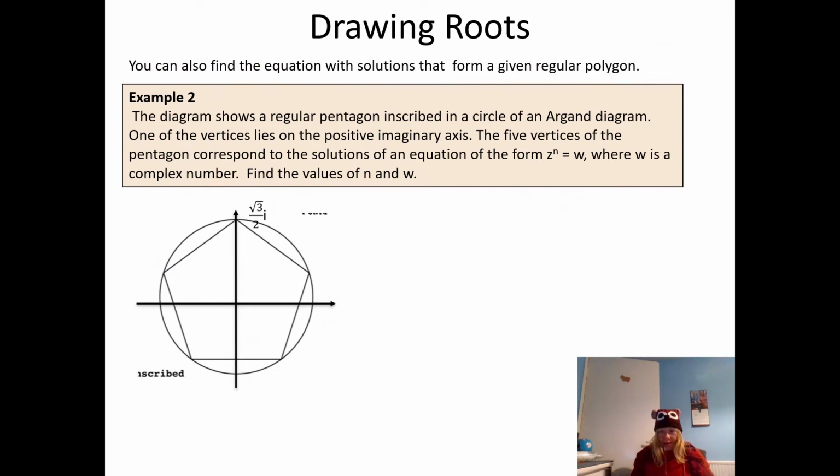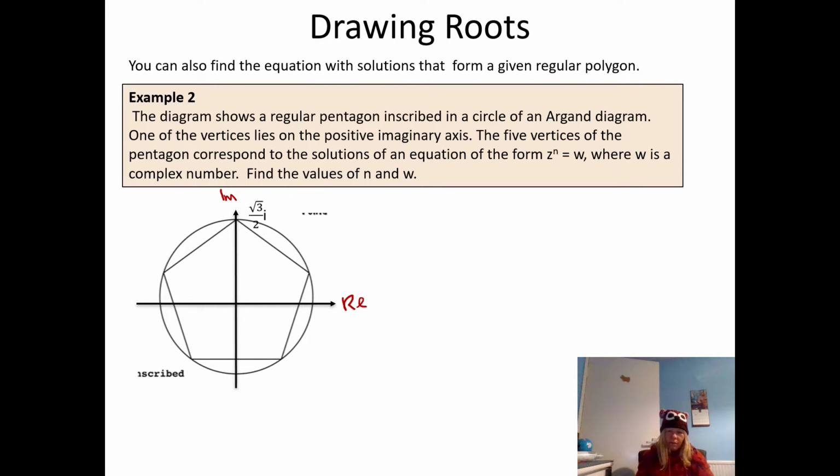Right. Right, example 2. Drawing roots. So the diagram shows a regular pentagon inscribed in a circle on an Argand diagram. One of the vertices lies on the imaginary axis. The 5 vertices of the pentagon correspond to solutions of the equation of the form z to the n equals w, where w is a complex number. Find the values of n and w. Well, w must be a complex number, else we'll have had our answers starting on the real axis. There's the real, that's the imaginary. So basically we know that one of these roots is this thing.